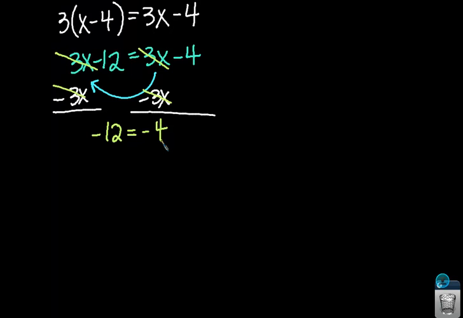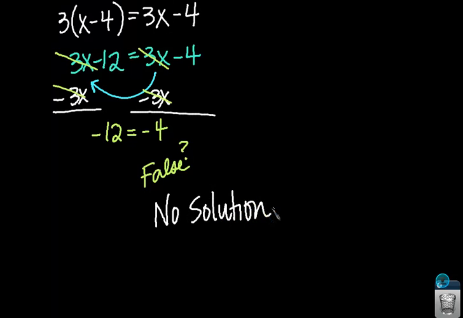Does negative 12 equal negative 4? No. Since that is a false statement of equality, there is no solution. In set notation, we would say all x's such that, that's probably not the best way to do this because it's really a set that has no elements in it, so it would be a null set.